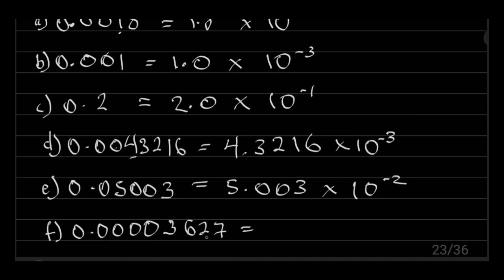How do we write this? Our first significant figure is 3, so writing in standard form, we have 3.627 times 10. How many decimal places are we taking off? 1, 2, 3, 4, 5. We have 5 zeros too, so we raise the power negative 5.